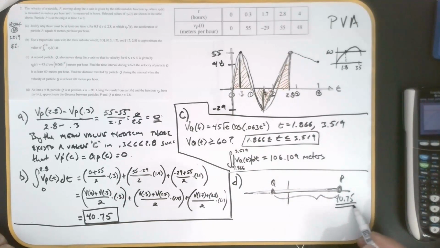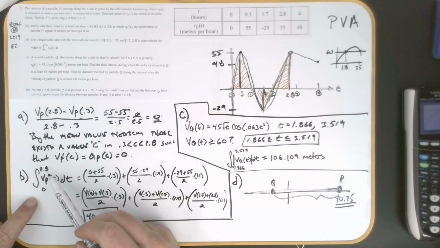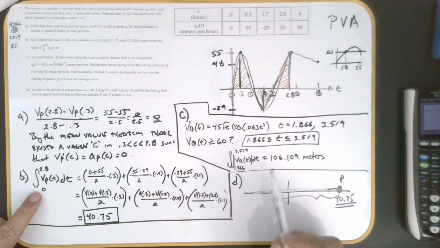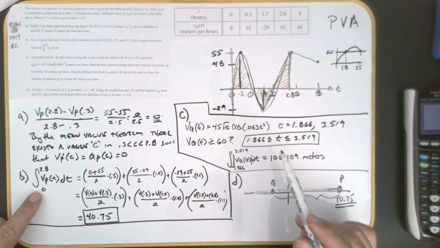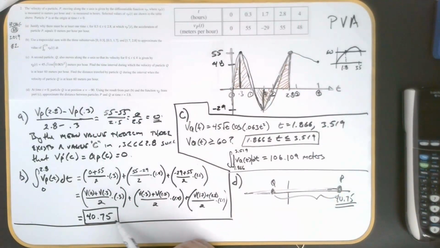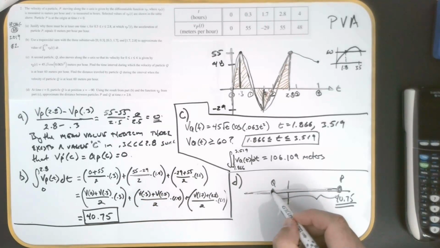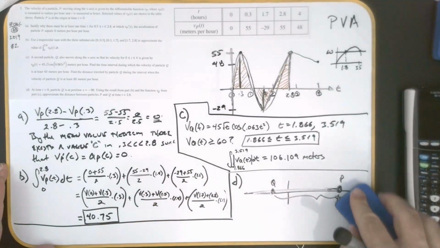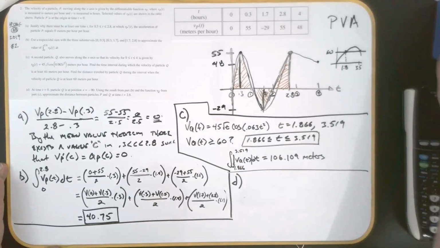And again, the way I got this number, 40.75, is from part B. We found the position at 2.8 to be 40.75, rounding here, approximating. Also, our initial position was 0, so we don't have to worry about adding that. But now we have to find the position of Q at 2.8, and they give us a different initial position, so we'll have to solve that. Let's figure out what that is, and then we'll see how far apart they are.